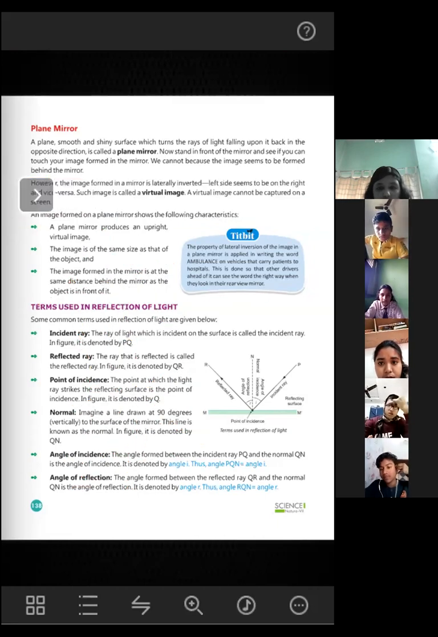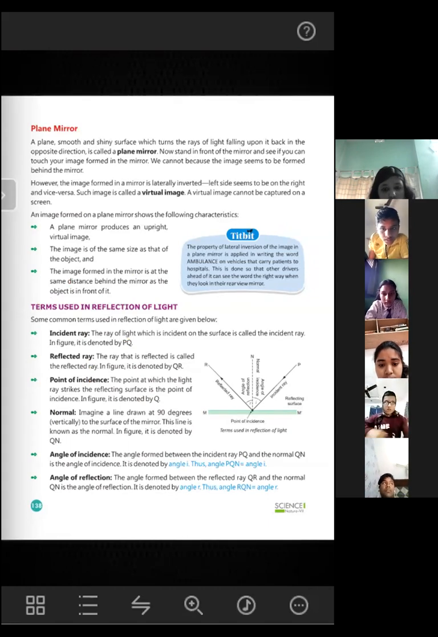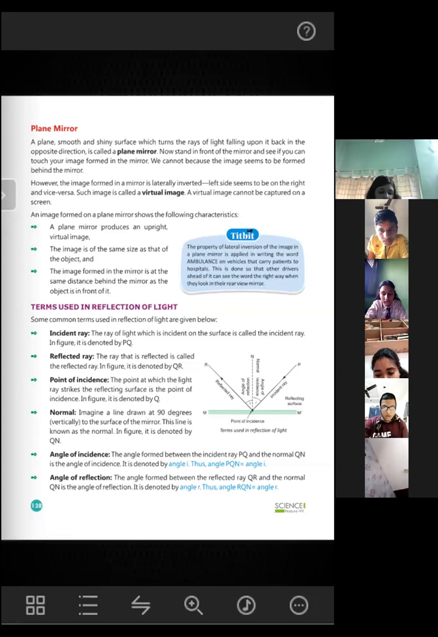Okay, now let's see this part. Terms used in reflection of light. So you already know what is reflection of light. Kulsum Khatun, you tell us what is reflection of light. Just to revise this part, because we will read about the terms that we use for reflection of light. For that, we must know what is reflection of light. So Kulsum, can you tell us?